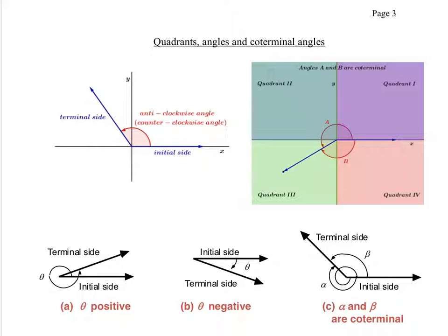That word that I just used is coterminal. They end in the same place. If you go around in a positive direction or go around in a negative direction and end up in the same place, then those angles are coterminal. Angle A and angle B are coterminal, but angle B is a negative angle and angle A is a positive angle.